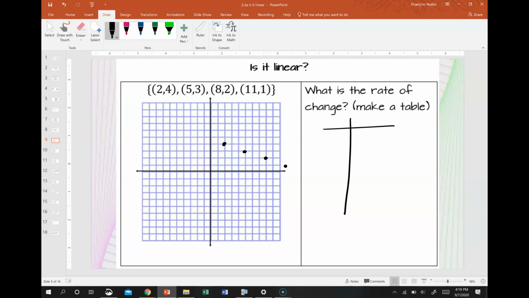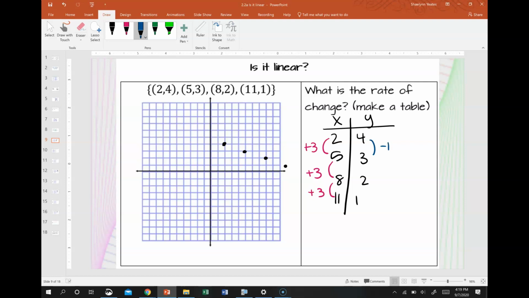We're going to make a table. So here's my x's, here's my y's. We've got the points 2, 4, 5, 3, 8, 2, and 11, 1. So from 2 to 5, I need to add 3. From 5 to 8, I still add 3. And 8 to 11, I still add 3. Well, that's convenient that my x's stay the same because that's what's going to be important over here.